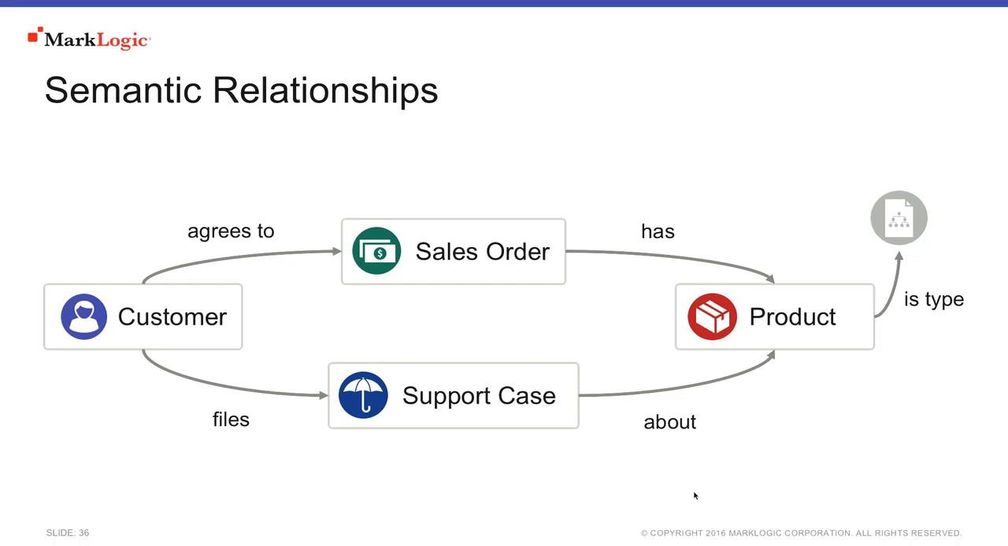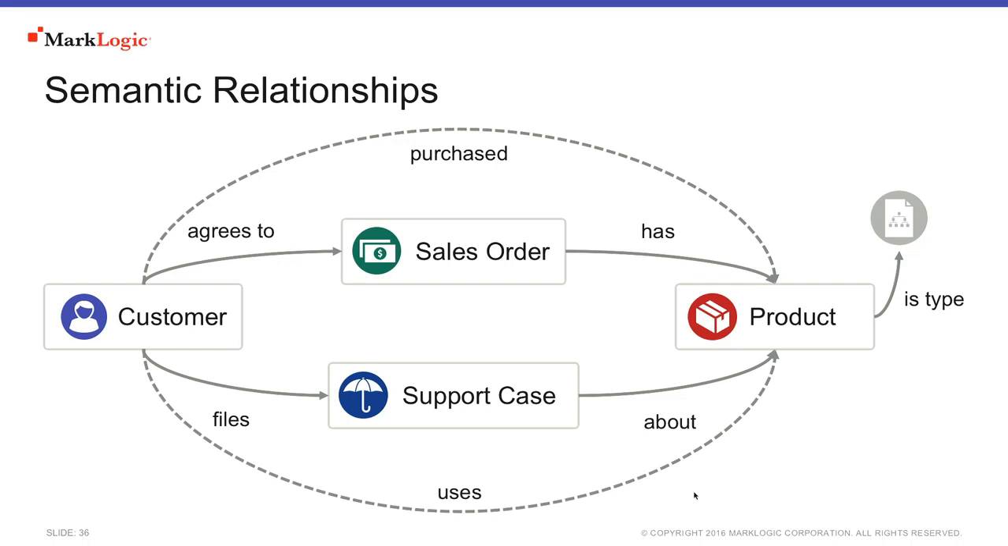And with semantics, you can put these in a way that's not just human readable, but also machine readable, so that you can write queries about them. Some interesting queries are the ability to infer over these relationships. The fact that a customer agrees to a sales order and the sales order has a product means the customer purchased that product. The fact that the customer files a support case about a product means the customer uses that product. We haven't made these assertions explicitly, but we've inferred them from the other assertions. And you could imagine, once you have this rich web of assertions, all of the types of inferencing that you could do to find relationships among your master entities.